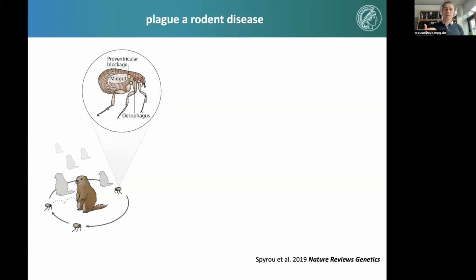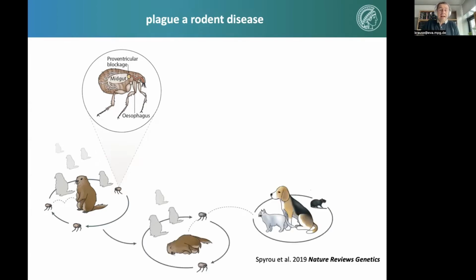And then the flea gets crazy because it's starving. It doesn't get a blood meal, so it keeps on biting. So it bites again and again and again, and then really transmits the disease more efficiently. After 2 weeks, it dies, but by that time, it has infected a lot of host animals or other humans.